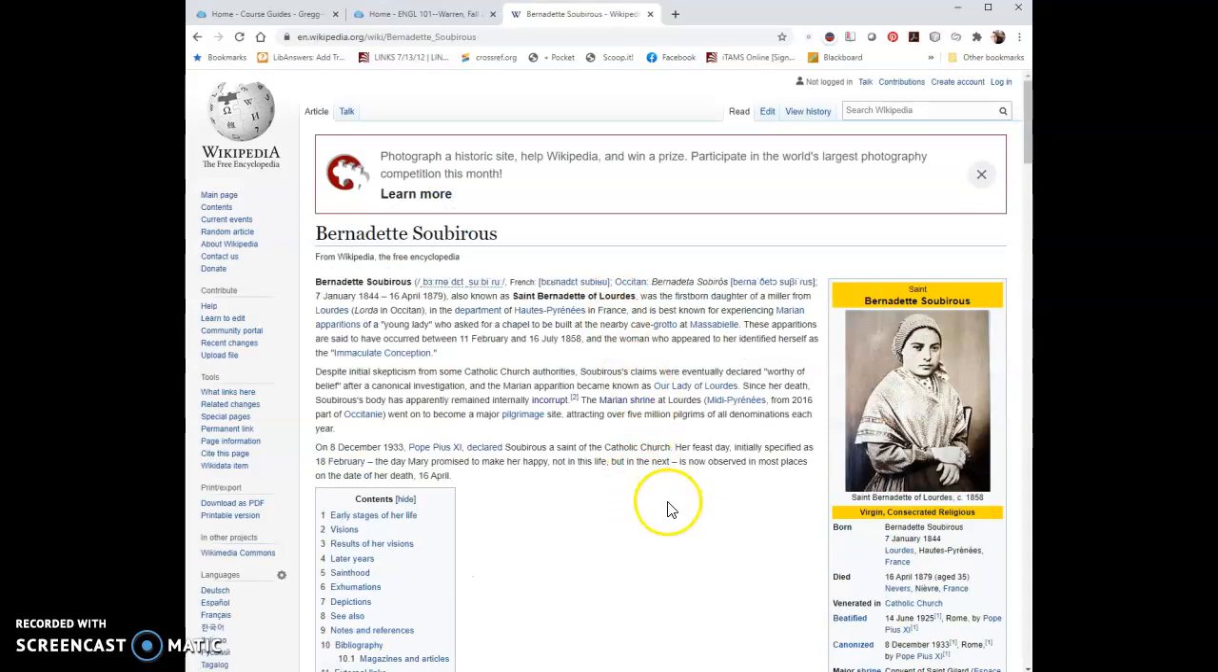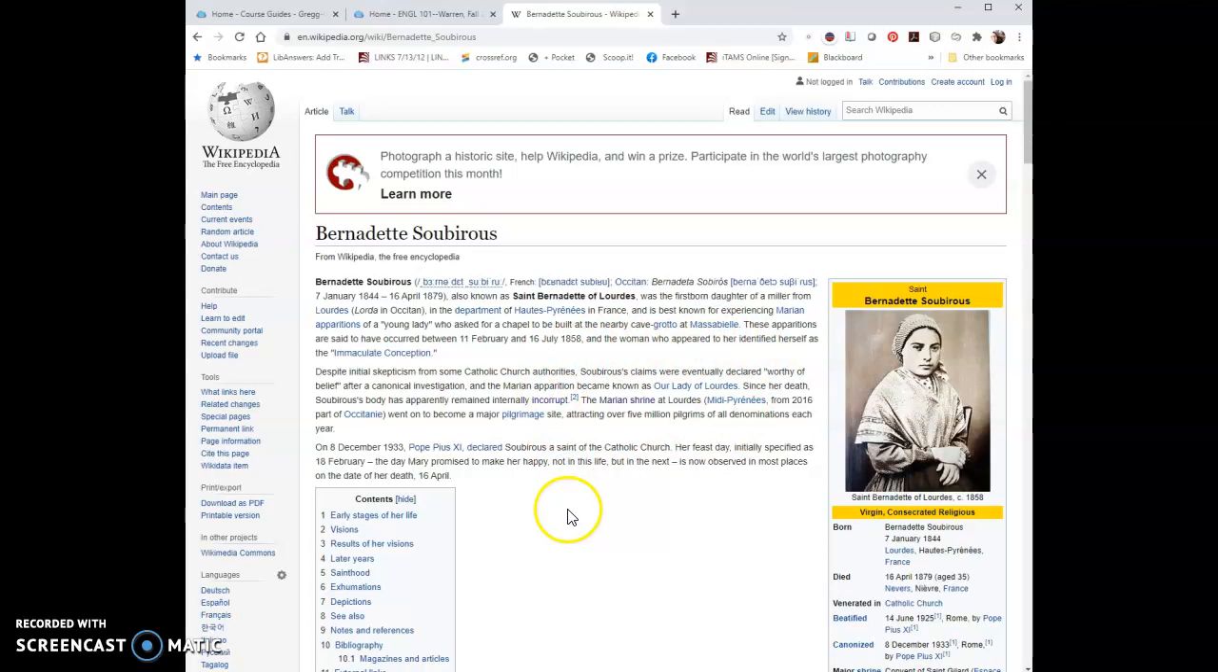One of the first things I notice is that her name is Bernadette Subidus. So I'm probably going to write that down and use that as a search term as well, and see if I get different kinds of information. But what you're going to get from the Wikipedia entry is a general overview of this person or this topic. And you can go through, and there are various things that are going to be hyperlinked.